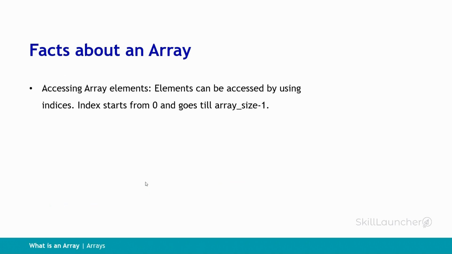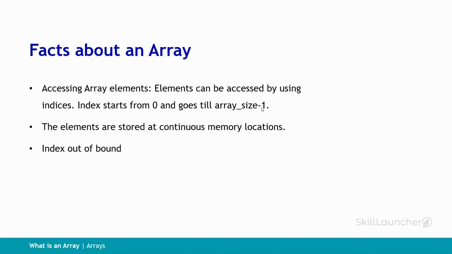Facts about arrays. Elements are accessed by using indices, as we have seen in the previous picture. Always remember, in an array the index starts from 0. If we need to access the first element of the array, we need to access it using the index 0. And obviously as it starts from 0, the indices go till array size minus 1. The elements are stored at continuous memory locations. And if we try to access elements beyond the limits, that is, the length of the array is 9, and if I try to access the 10th element, then I get an index out of bound error.